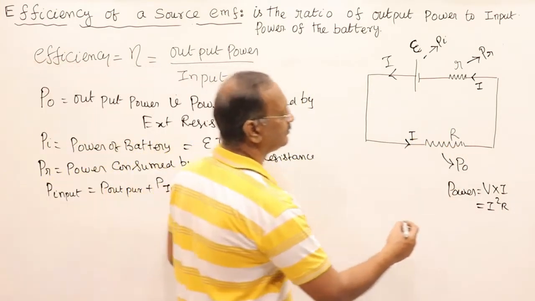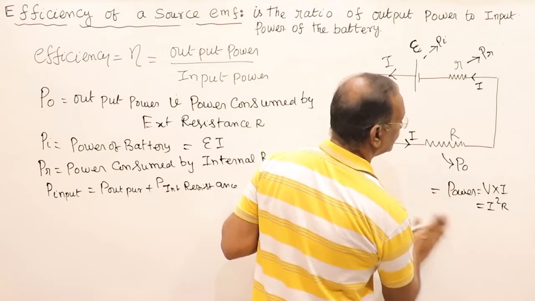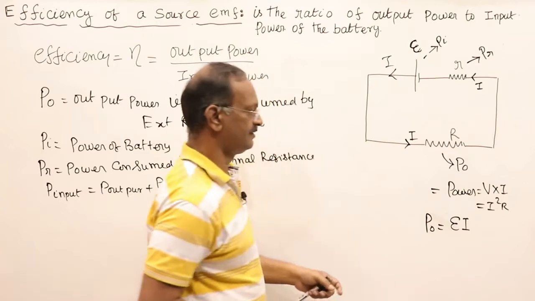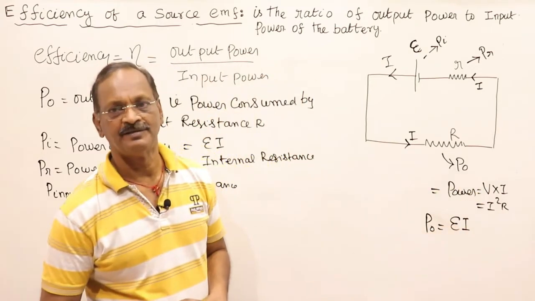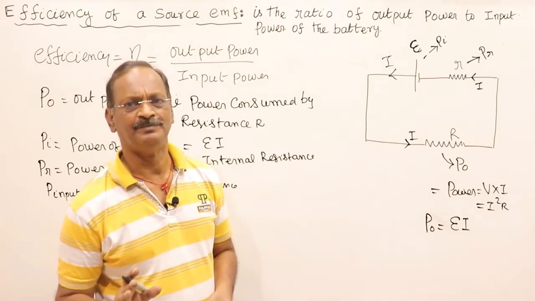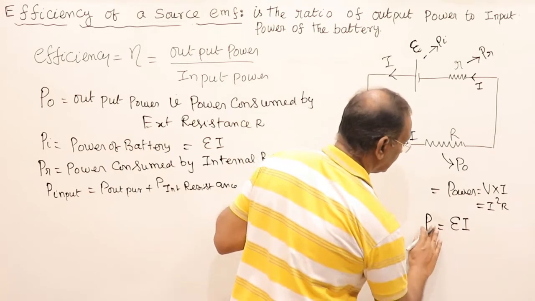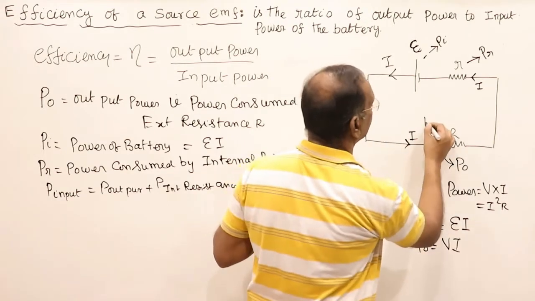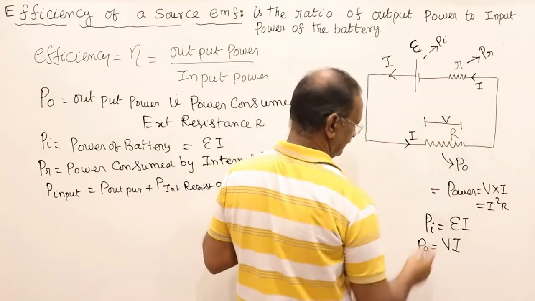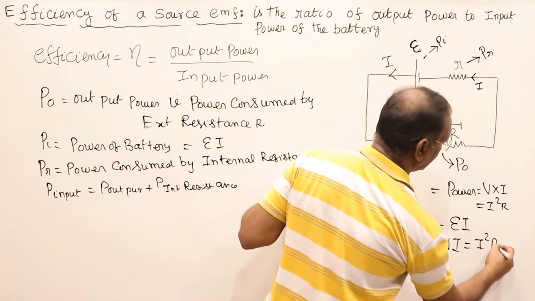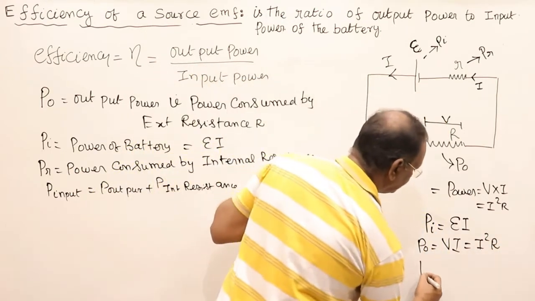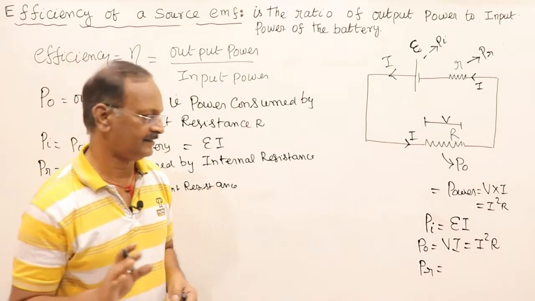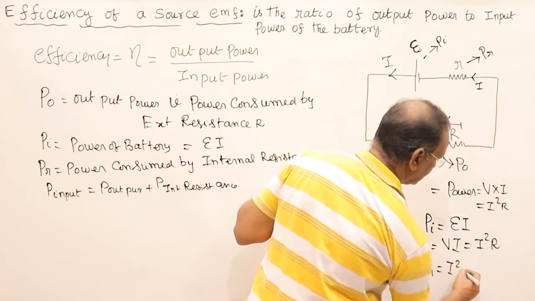What is P output? We have written P output is equal to V into I, because voltage into current. What about the input power? This is the power input that is given by the battery, E into I. It develops a voltage of V, so V into I, or we can say I squared into R. We can write it in any form. What is the power consumed in the internal resistance? Power is I squared r, current squared into r.